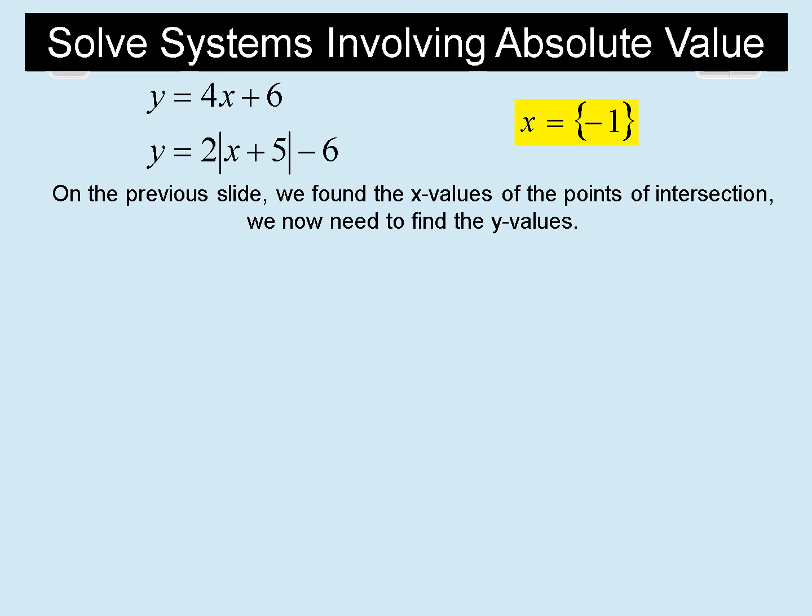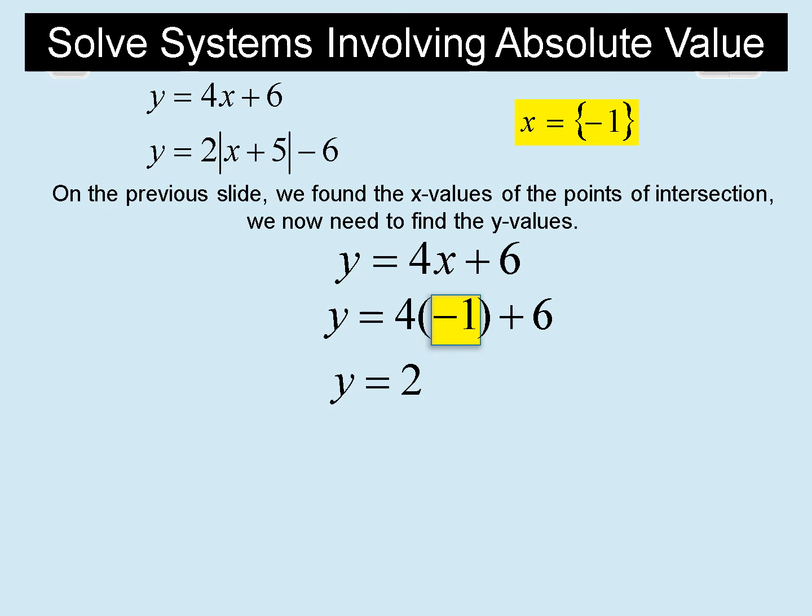So I know that x is negative 1. That's the only one that worked. So I have to plug it back into one of the equations and figure out what y is. Now, I don't know about you, but the linear equation is simpler than the absolute value. So I plug in negative 1, and that gives me positive 2, because 4 times negative 1 is negative 4. Negative 4 plus 6 is 2. So that gives me the coordinate point negative 1, 2.